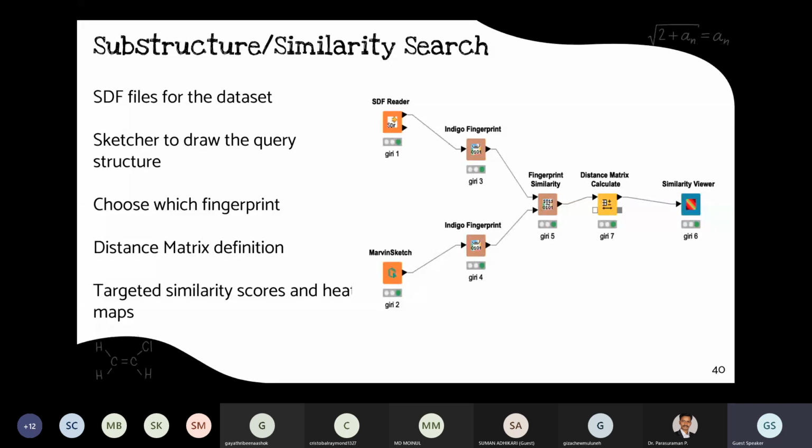This can be done offline. Nowhere it is going online, nobody stores your data. So for that, we can do a substructure and a similarity search. In the SDF reader, I will be loading all the database which I have downloaded. Keep in mind, if you are reading a large data set of 1 million or 100,000 molecules, you need a good RAM for your computer.